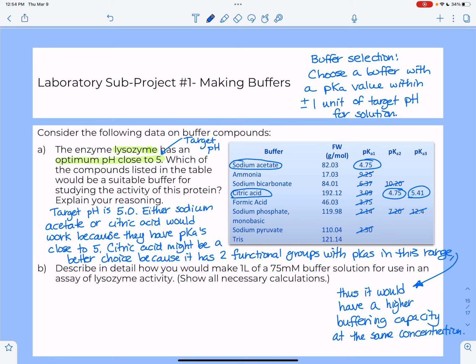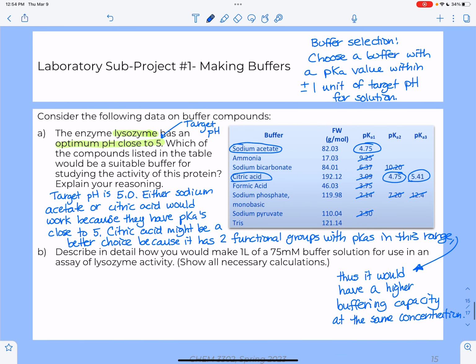All right, so in the next part, what we want to do is make 1 liter of a 75 millimolar buffer solution. Okay, so I'm going to pick citric acid. And first I'm going to need to know how much citric acid to weigh out.